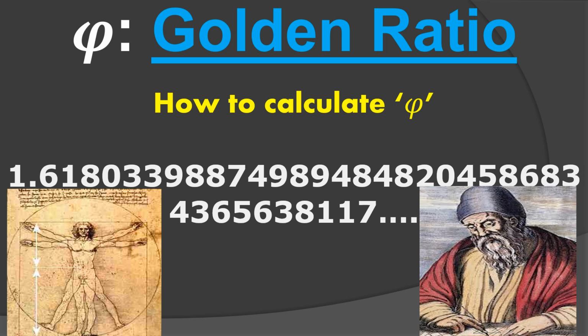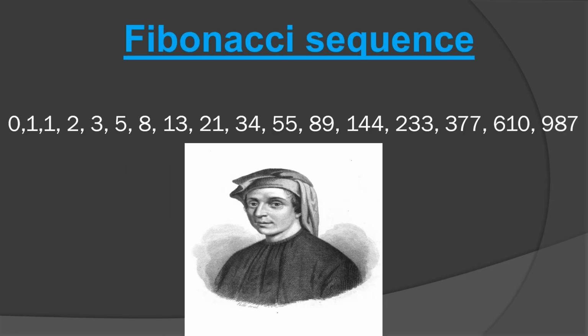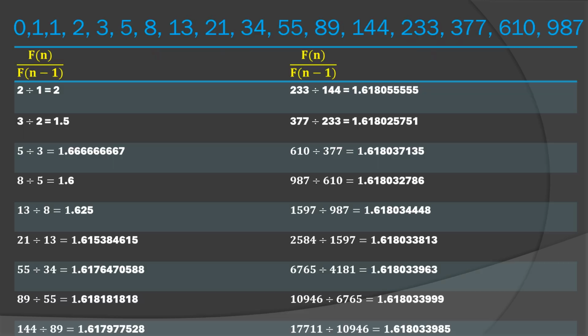Now, let's calculate the golden ratio using the Fibonacci sequence. An Italian mathematician, Leonardo Fibonacci, discovered this sequence when he was solving the rabbit problem. He realized that if he starts with 1 and adds the two previous numbers, he was creating a recursive pattern. So for example, to get to 2, it was 1 plus 1. To get to 3, it was 2 plus 1. To get to 5, it was 3 plus 2, and so on.